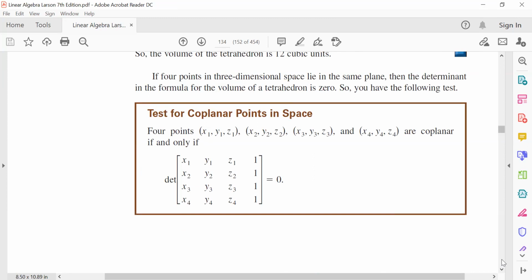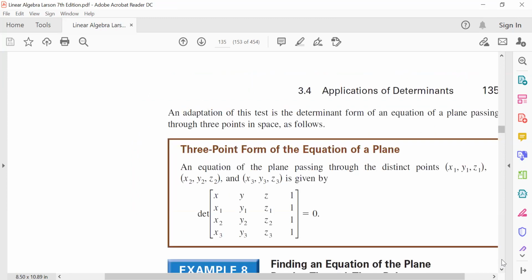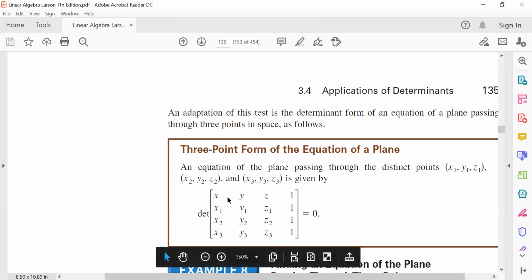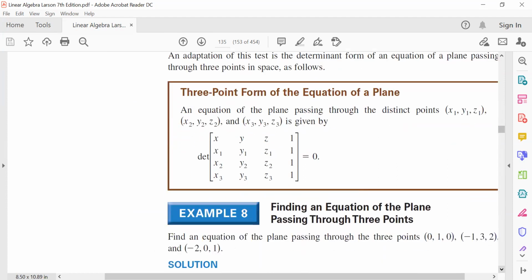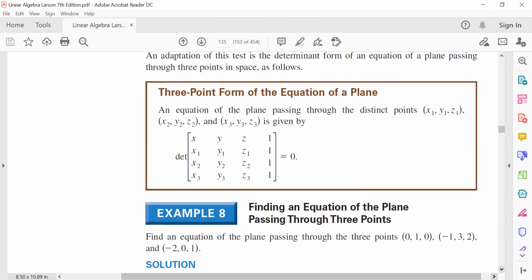Similarly, doing the exact same logic as before, we also have the 3-point form of the equation of a plane. In other words, that's my first point, there's my second point, that's my third point, and on top I just have the regular variables x, y, z, and this last column is all ones like before, and I set it equal to 0. So it's really analogous to what we did with a triangle in the plane.